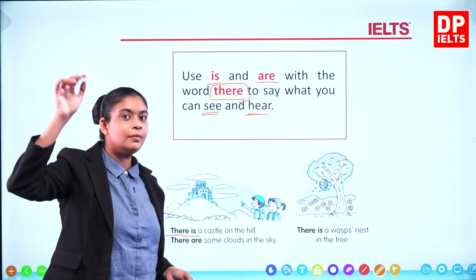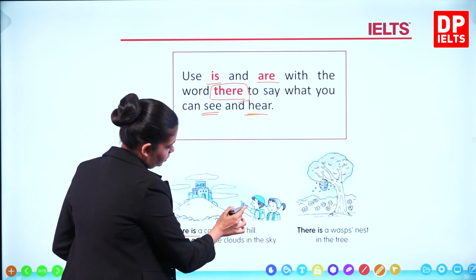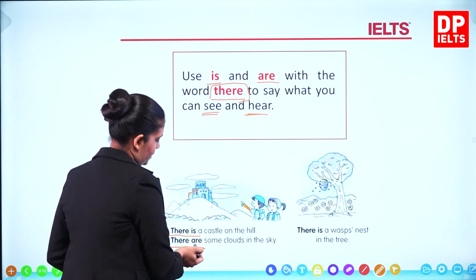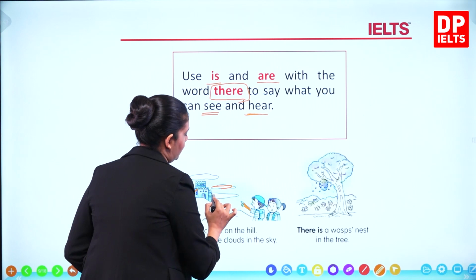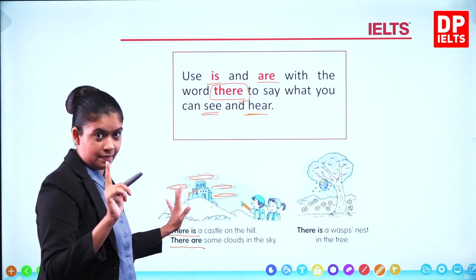There are some clouds in the sky. If you can see, right? Castle also you can see. Clouds also you can nicely see. There's more than one. Castle, however, there is only one.